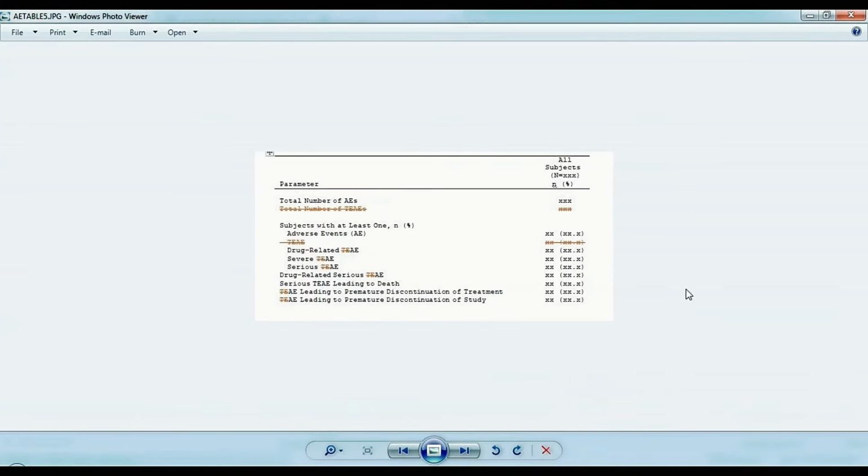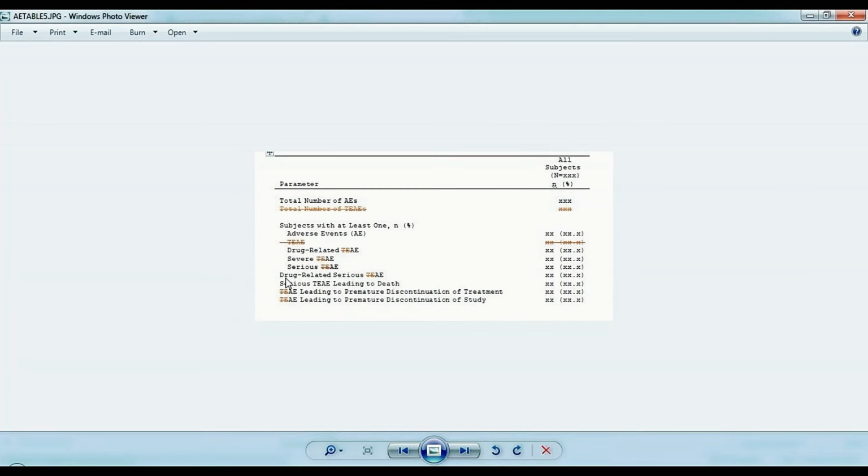So next, overview of the table. Every adverse event table is organized by system organ class and preferred term. But in the overview, we can see how many subjects have an adverse event, how many subjects have severe, how many are serious, how many are drug related. Here you can see they mentioned leading to premature discontinuation, serious adverse event.